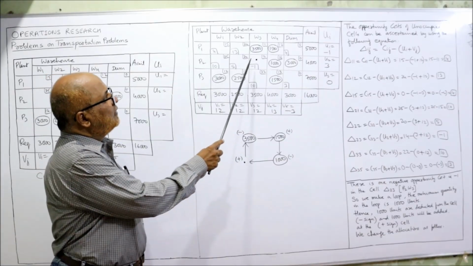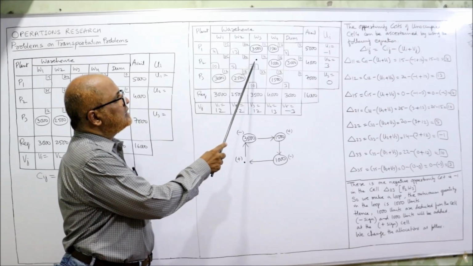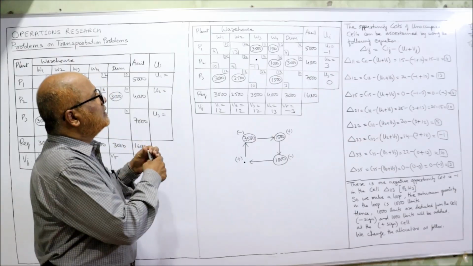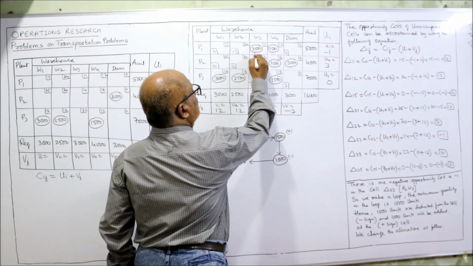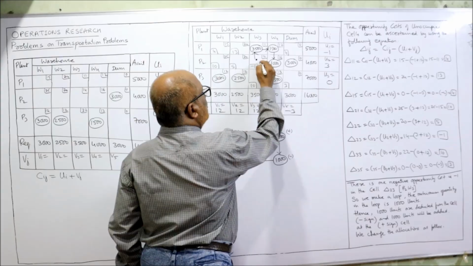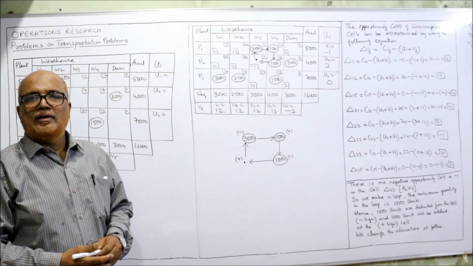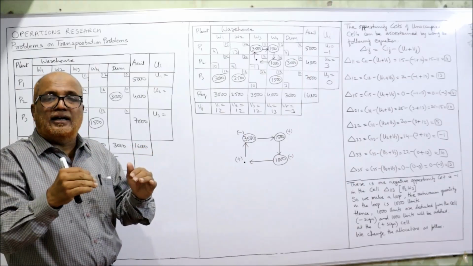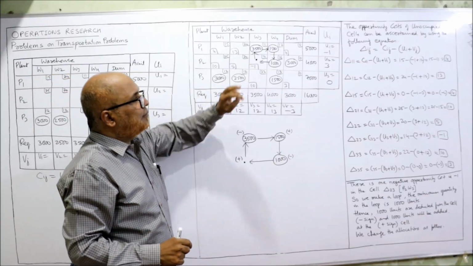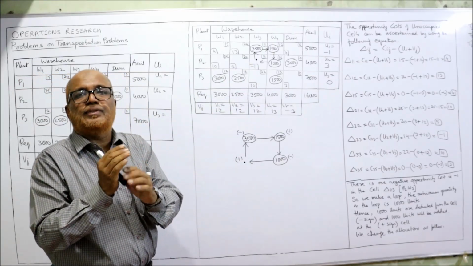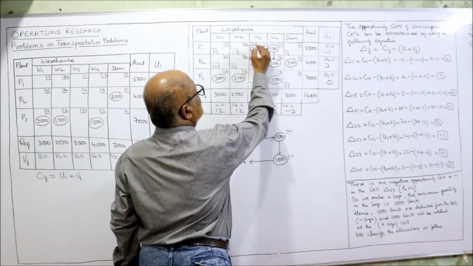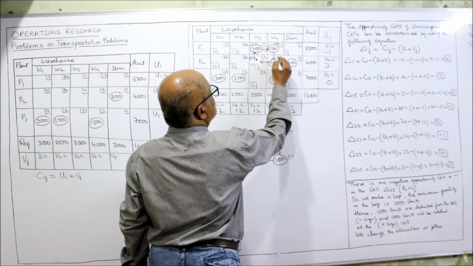Because the negative opportunity cost is in this cell, from here I am going to make a loop. I am starting here and going upward, then a right turn, then coming down, then coming back home. This is a loop. Wherever I take a turn, that should be an occupied cell, right? From whichever cell I start the loop, there you should write positive. This is plus, this is minus, this is plus, and this is minus.